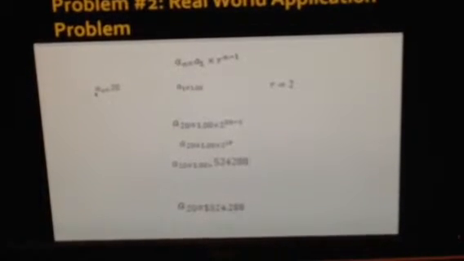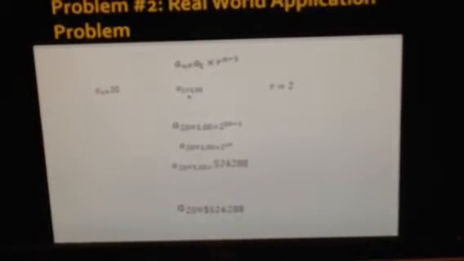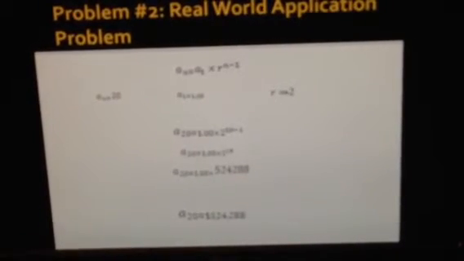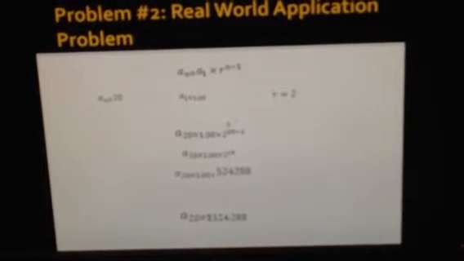Since you're trying to find what he receives on the 20th birthday, the term you're trying to find would be 20, so n equals 20. Your first term would be 1, so A1 equals 1. And your ratio is 2 since he's doubling it every year.